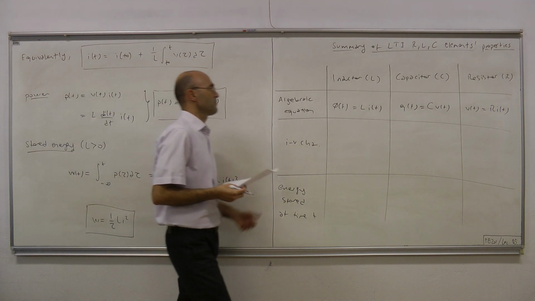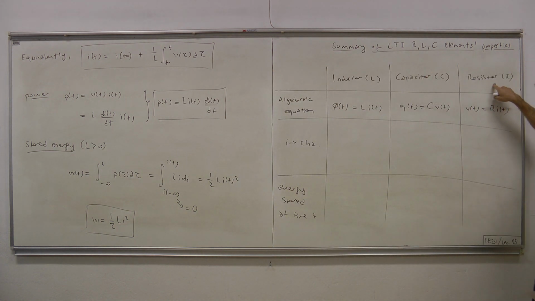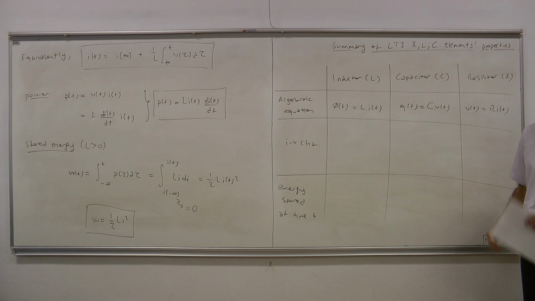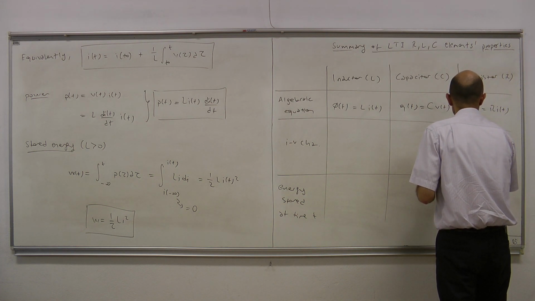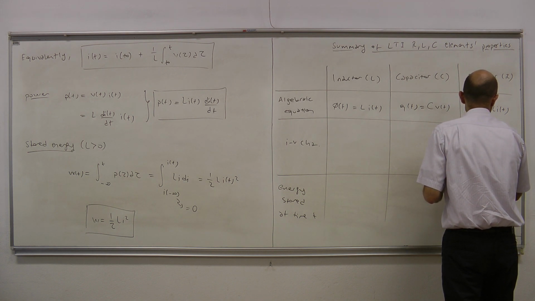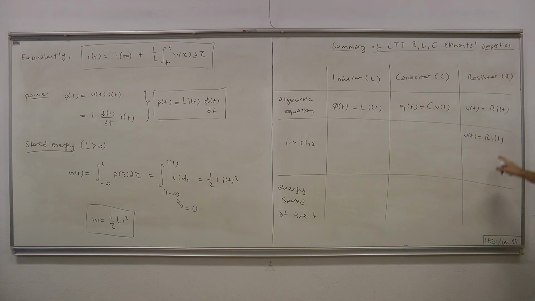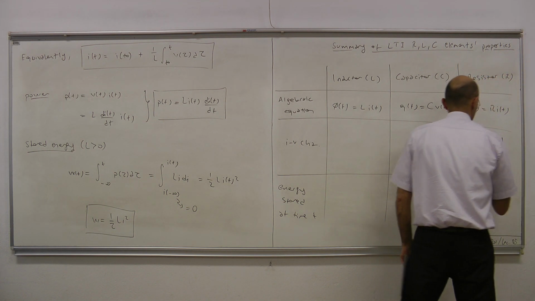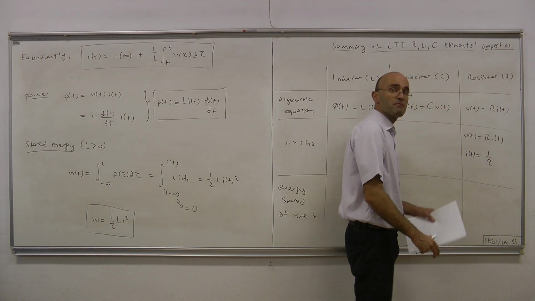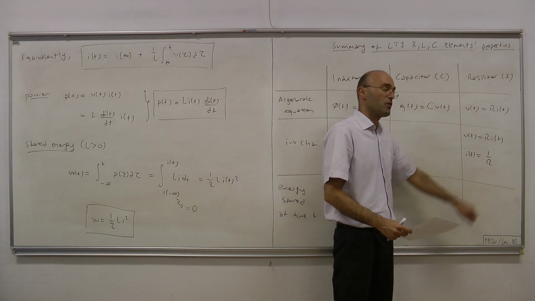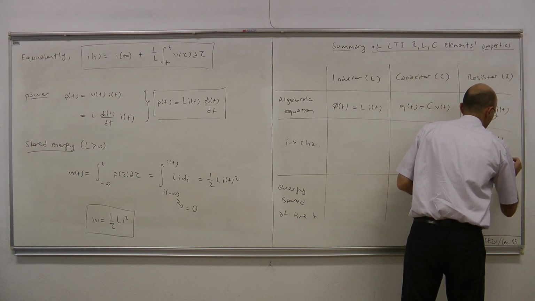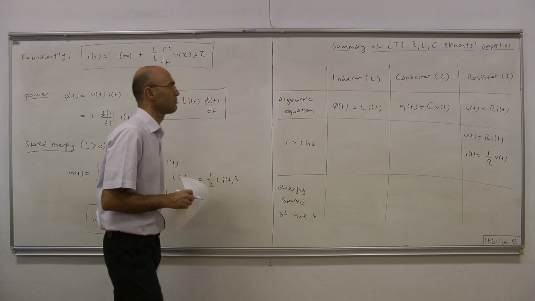IV characteristics. Note that for the LTI resistor, this algebraic equation is already in terms of voltage and current. Therefore, this is directly our IV characteristic. We have V of t equals R i(t). Or if you want the current on the left hand side, you can write I of t equals 1 over R, sometimes called G, the conductance, times the voltage V of t.